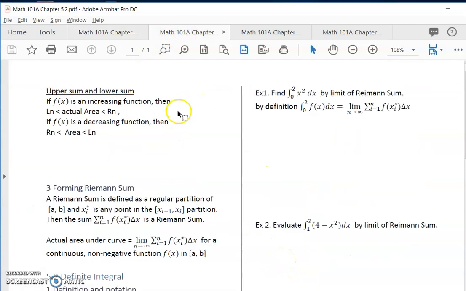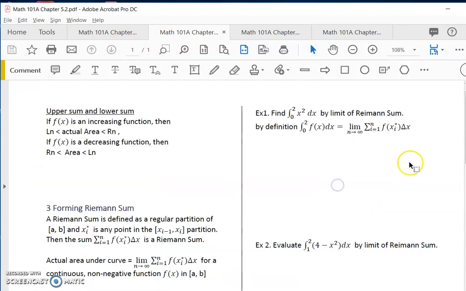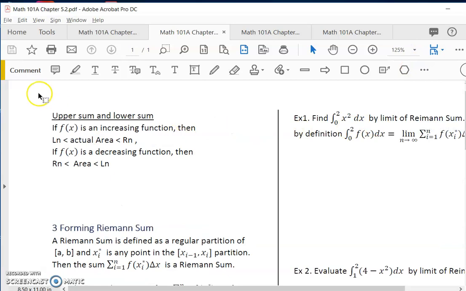Let's look at the next page. The last part of the summation approximation is that we estimate the area, but are they bounded? Do I know what the lower bound of the actual area is? What is the upper bound of the actual area? It turns out that if the function is an increasing function, that means it's going up. Let me make it a little bigger. If it's an increasing function, I'll just do a picture here.